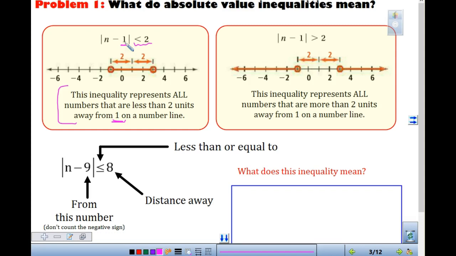You look at that next one, and again, you will look at how they read that. This inequality represents all numbers that are more than. Why more than? Because it was a greater than 2 units away from 1 on the number line.